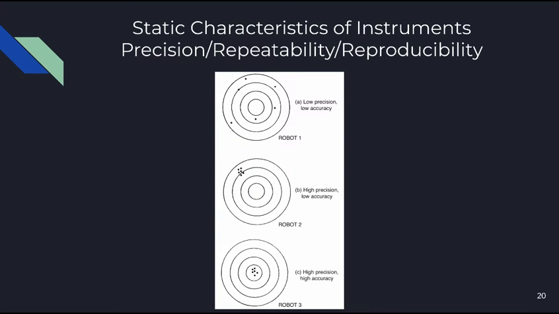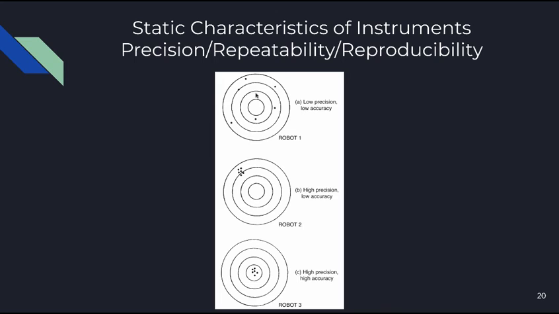The degree of repeatability or reproducibility in measurements from an instrument is an alternative way of expressing its precision. This slide shows the results of tests on 3 individual robots that were programmed to place components at a particular point on a table. The target point was at the center of the concentric circles shown here, and the black dots represent the points where the robot actually deposited components on each attempt.